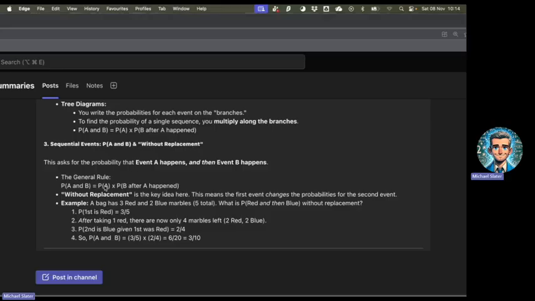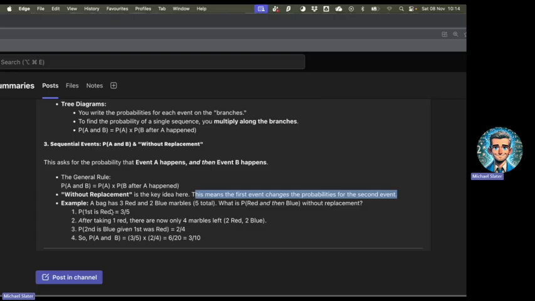So, sequential events without replacement. Okay, if you think of it as the probability of A and B without replacement, and when we don't replace, this means that the probabilities change for the second event. Okay, remember, A and B is multiply.